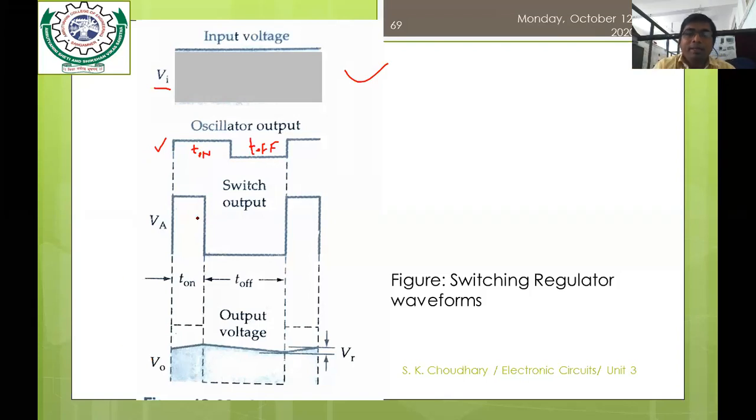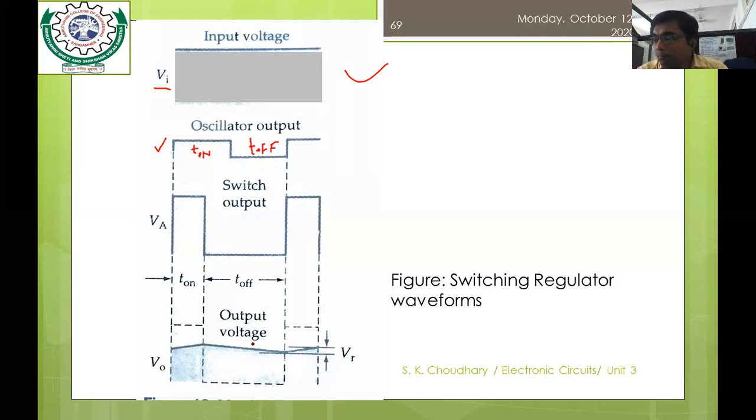This is the switch output VA. This is the output voltage available at the emitter terminal of the transistor switch Q1. So it would also be a rectangular waveform, and there is some T on and T off time for the switch output. And according to this T on and T off, your output voltage would be generated, because it would be further rectified and filtered, so as the output voltage.